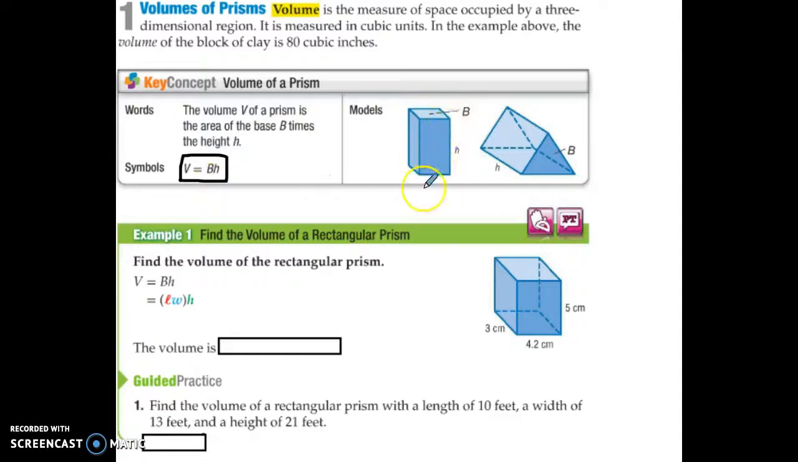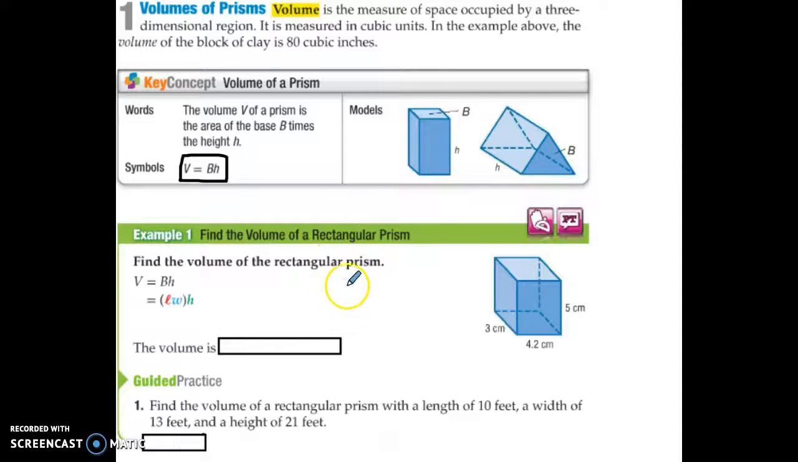So if we have a rectangular prism here, it does not matter what we choose for the base because they're all rectangles. But this here is a triangular prism. So we name these off their bases. This is a triangular prism, so the triangle has to be the base. So in order to find the volume, I need to find the area of the triangle base and then multiply by the height. The height is always the distance between the two bases.